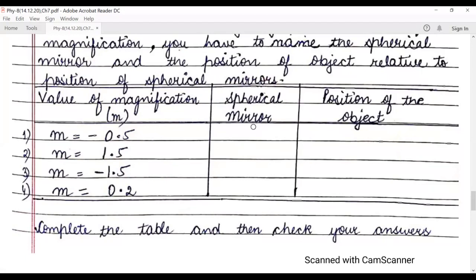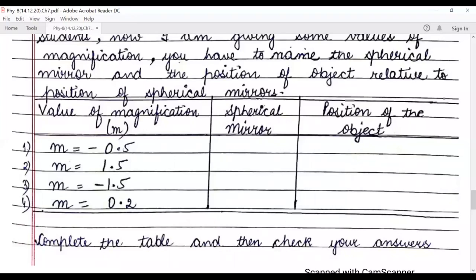Students, you can complete this table in your physics notebook. You have to name the type of spherical mirror used such that such values of magnification can be attained, and also write the position of the object. That is, where is the object placed? Kindly pause this video and write down the answer and then resume it for the explanation of each part. Yes, students, I hope you must have completed this by now.